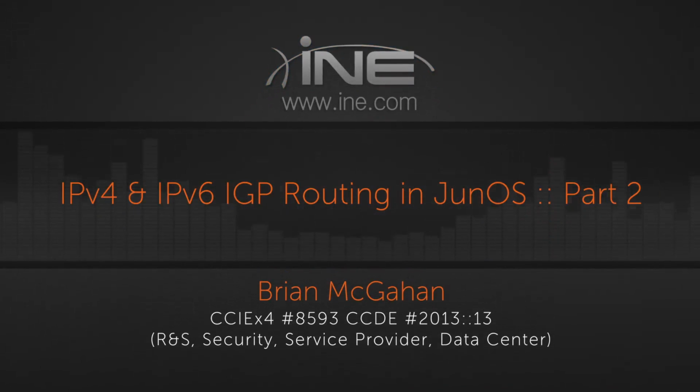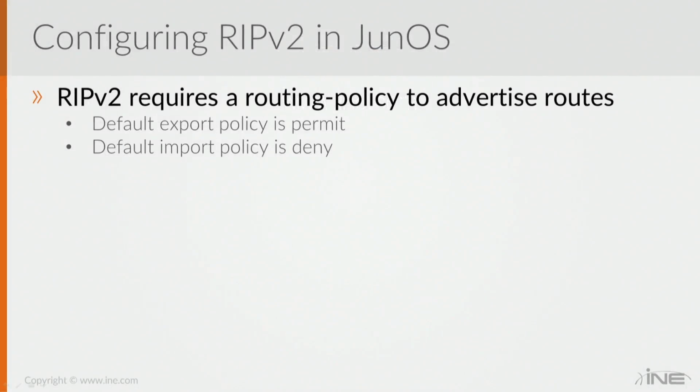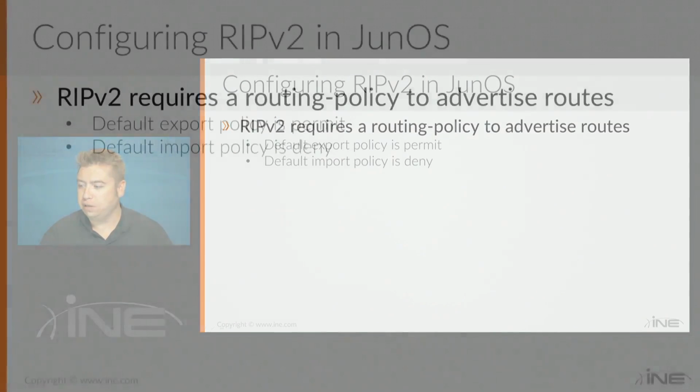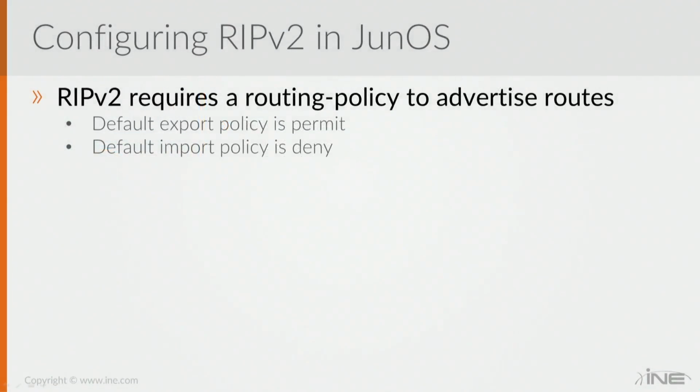Now, in terms of the specific application for RIP routing, a routing policy is required to advertise routes. So the default export policy, which means your routes going outbound, is going to be to allow everything out, but the default import policy is that we are going to, or actually it may be the other way around. I think the import policy is permit, and the export policy is deny.